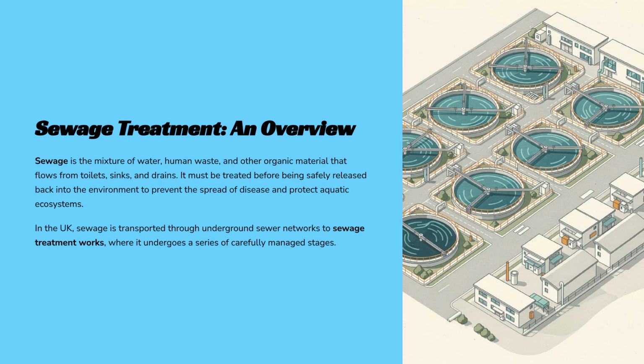Finally, let's look at sewage treatment. Sewage consists of water, human waste, and organic material from drains. It must be processed at treatment works to prevent the spread of disease and protect the health of aquatic ecosystems.